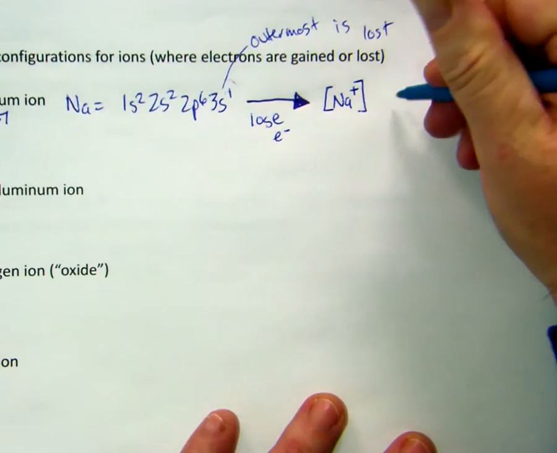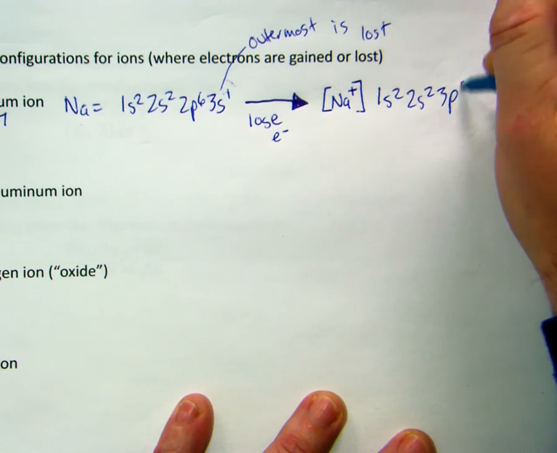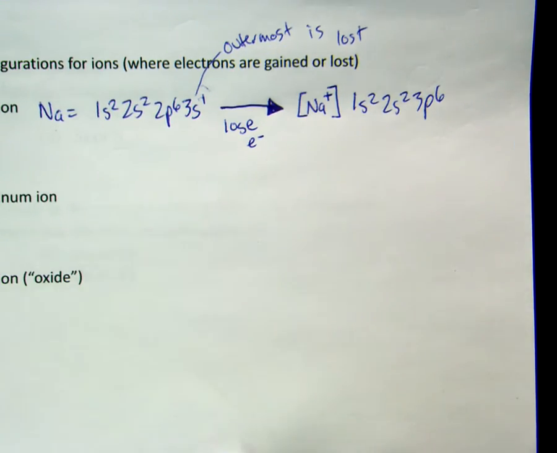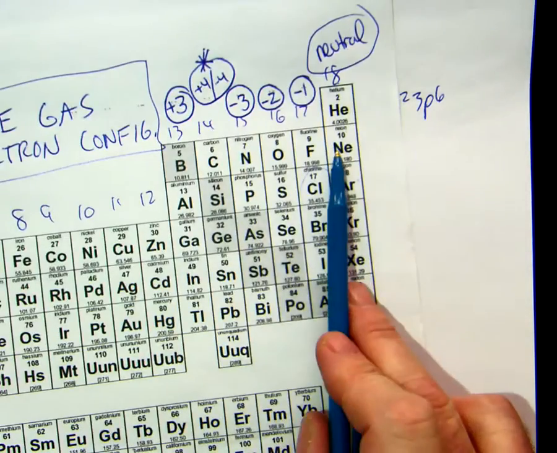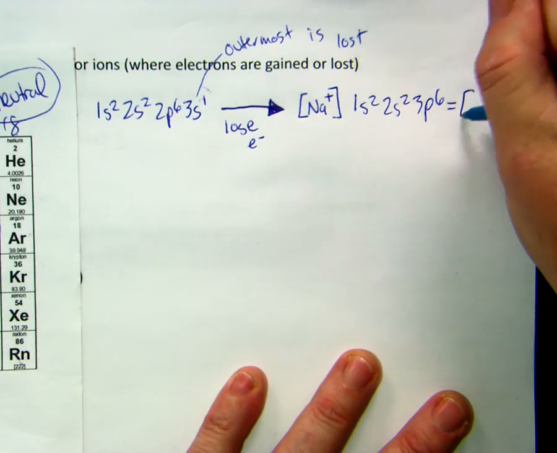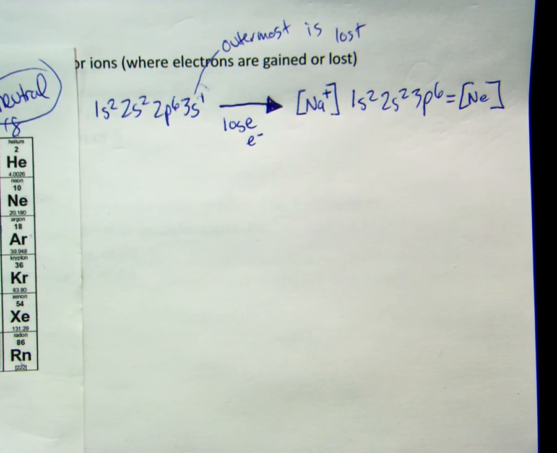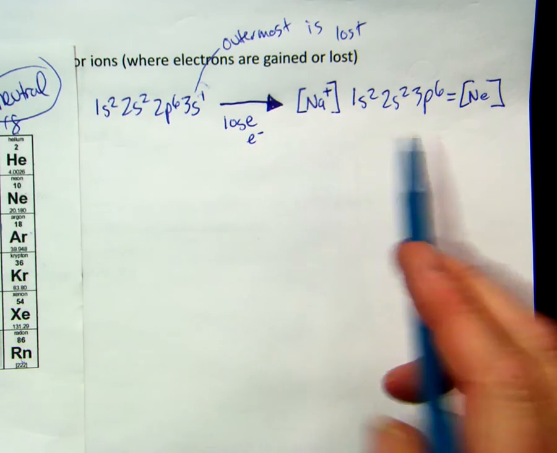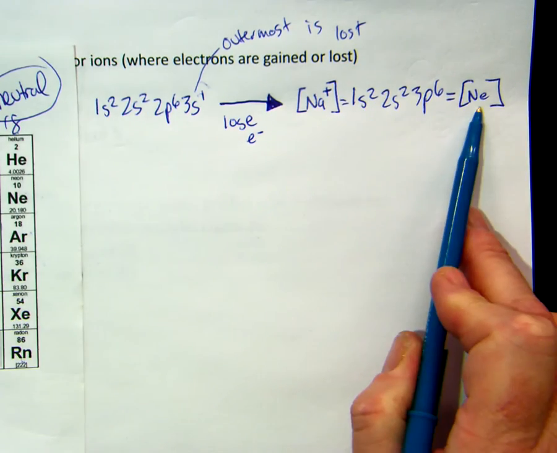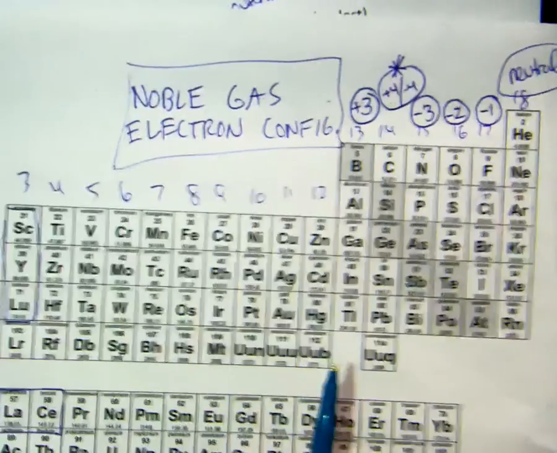Okay, so the electron configuration would be 1s2, 2s2, 2p6. But in the business, we would say, you know what? That's the same as neon. So we would say that equals simply neon. In other words, the electron configuration for the sodium ion equals the exact same thing as neon. And that's what we'd expect.